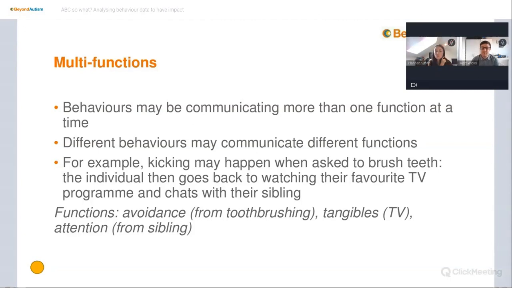So in that situation, we're looking at the function of avoidance from toothbrushing. Maybe they don't want to do toothbrushing, so they can avoid it that way. But then they're also getting access to the TV, so that would be a tangible function, and also getting attention from their sibling, which is another function. So pretty much all behaviours are not going to have one function. There are going to be things happening afterwards that could be another function as well.